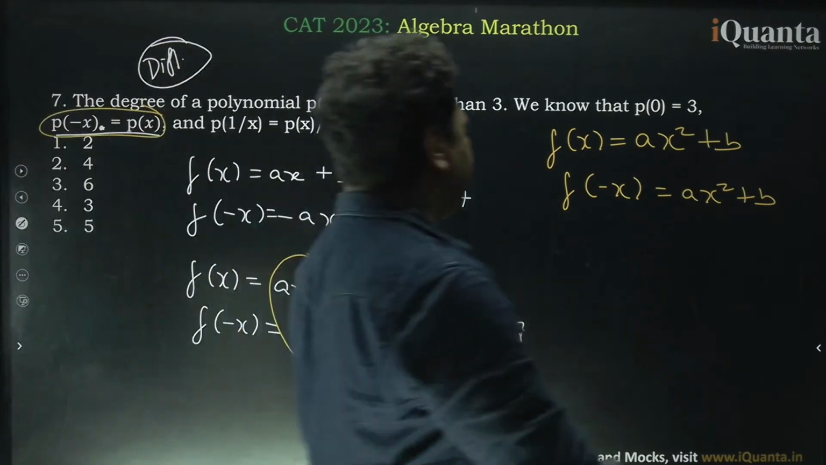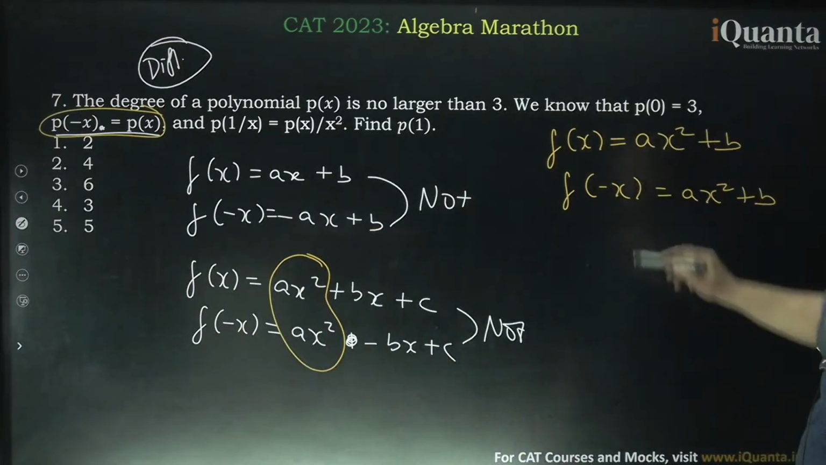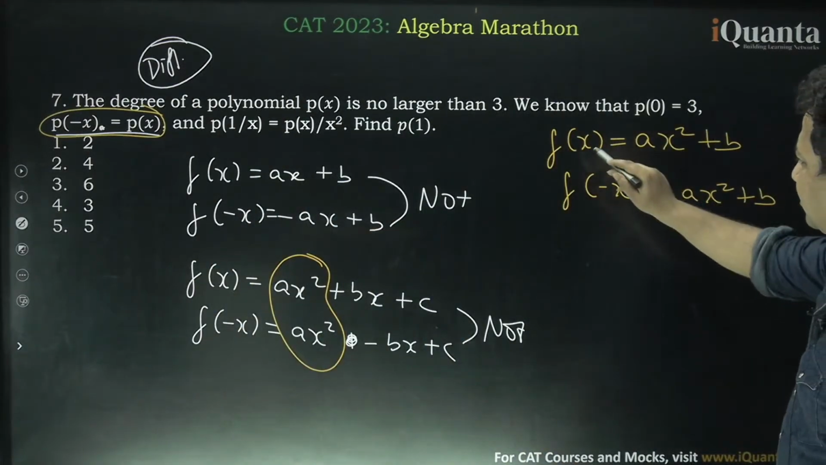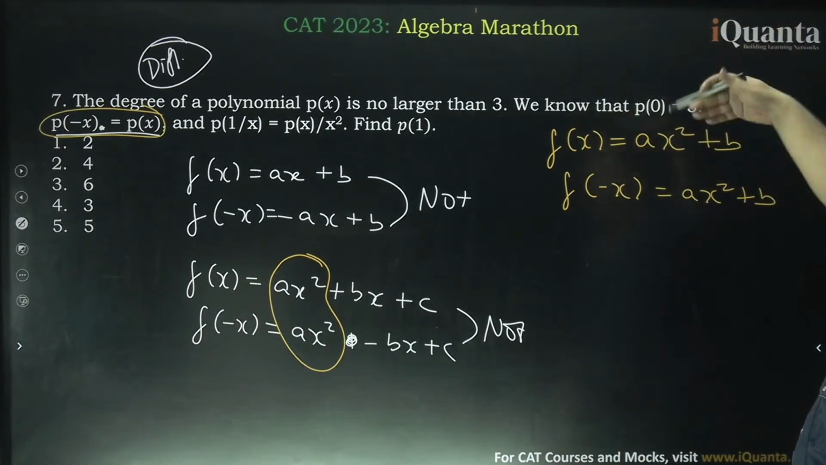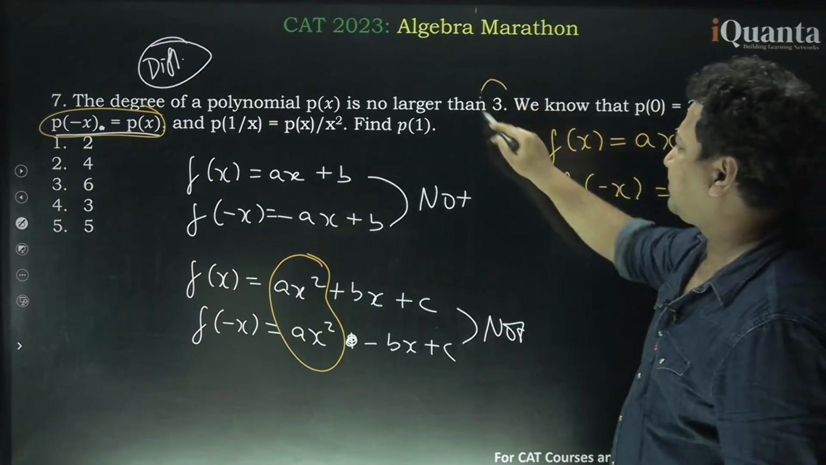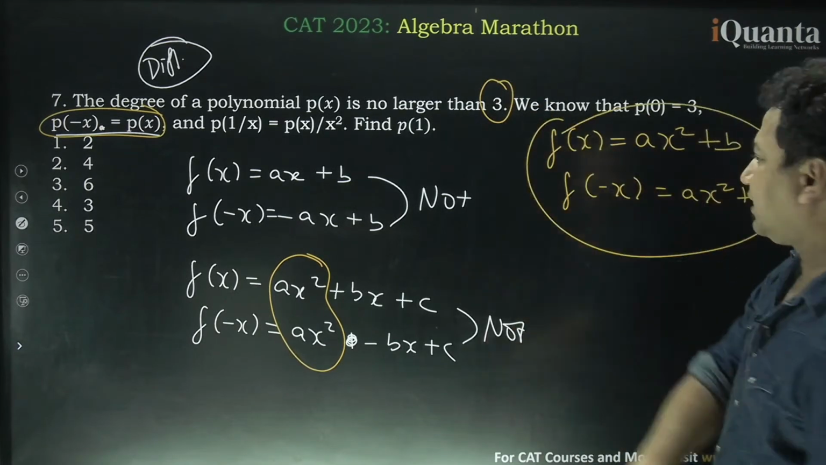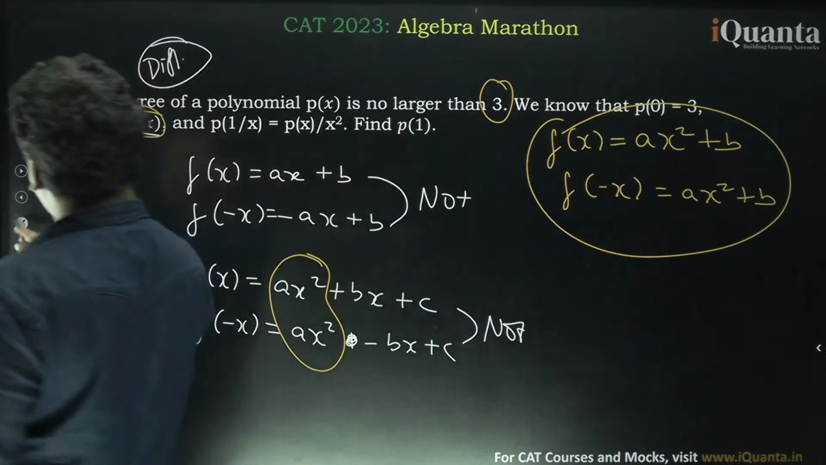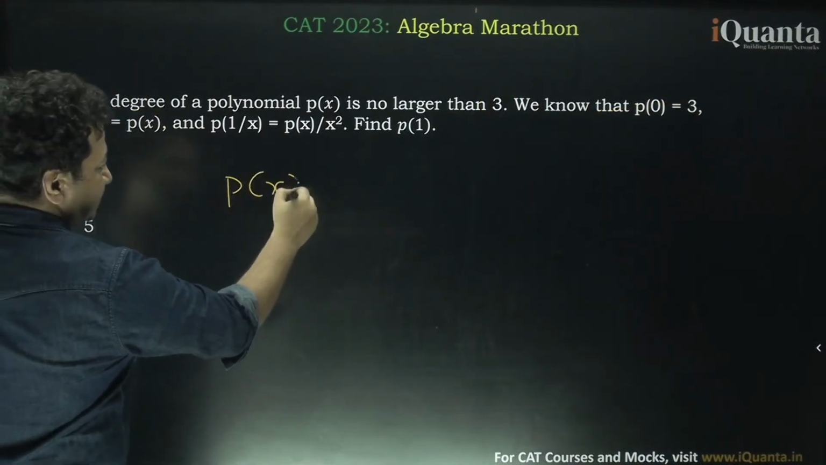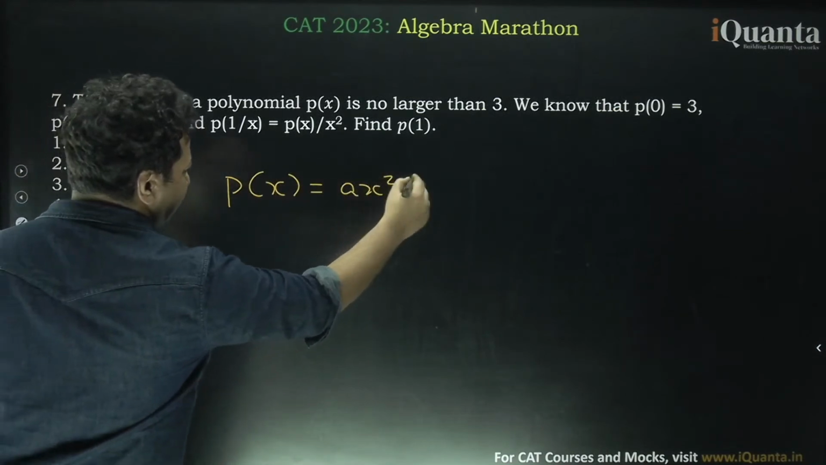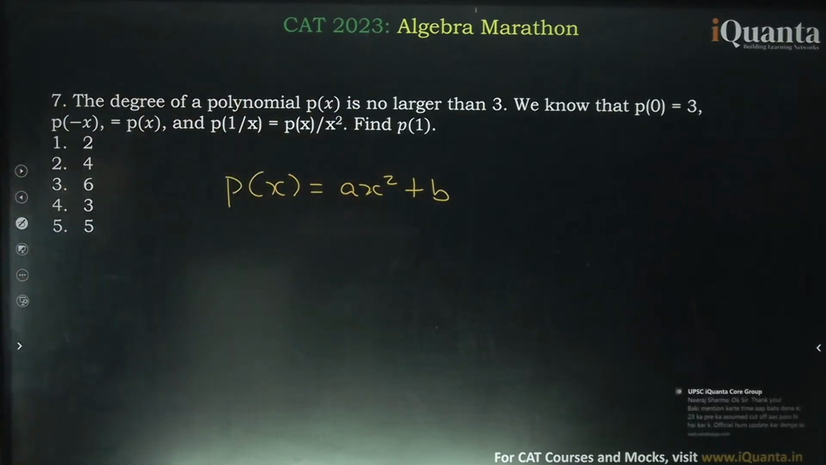Perfect. Shekhar, I'm saying if I put minus x in place of x, nothing should change. It is possible only when we take the square or 4th power or 6th power. But here it says no larger than 3. So that means this is the function that we're talking about. So let us consider this function and try to solve our question. That means px is something like ax square plus b, where a and b are arbitrary constants. अब ये सवाल बन गया बहुत ही आसान.